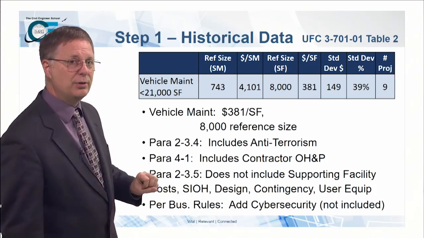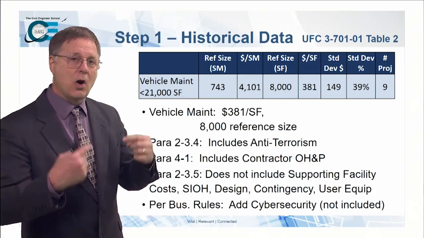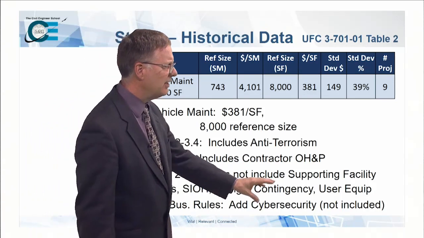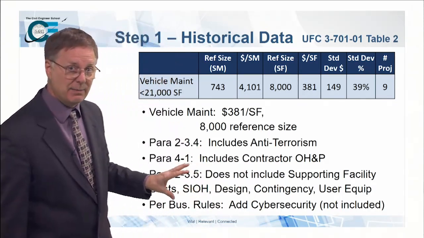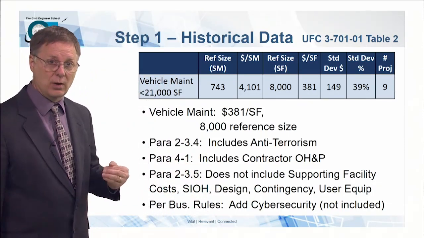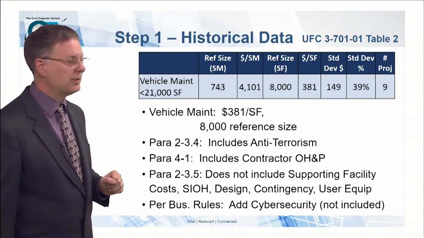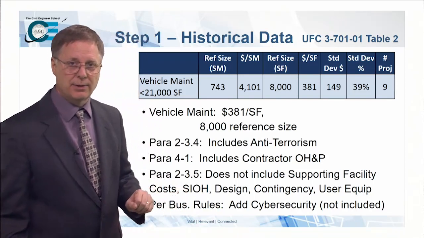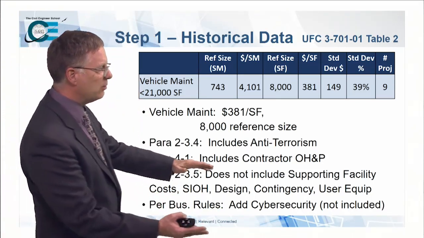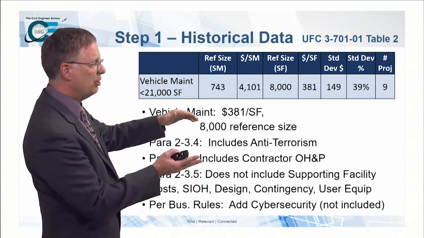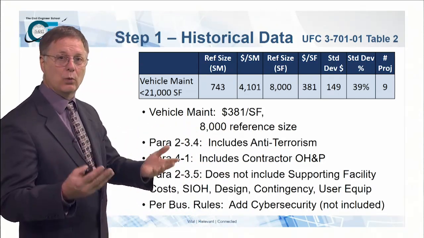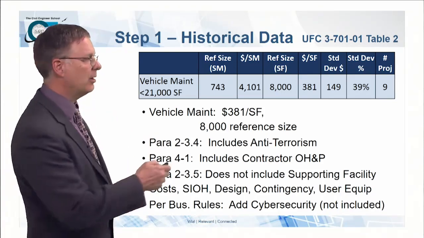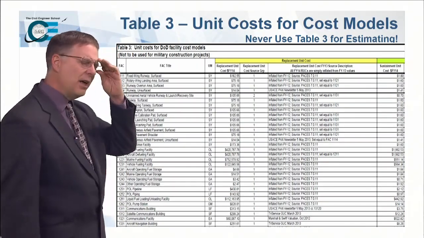It does not include supervision, inspection, and overhead, and that is our cost of managing this project. Doesn't include design, contingency, or user equipment. So we need to think about whether or not we need to add those in our examples. And per the business rules, we've got to add cybersecurity. That's another thing we need to throw in there. So these are things we need to consider adding to the project. These you don't need to add to the project. So you need to read the UFC if you're actually going to use this and make sure you know what's included in the cost.